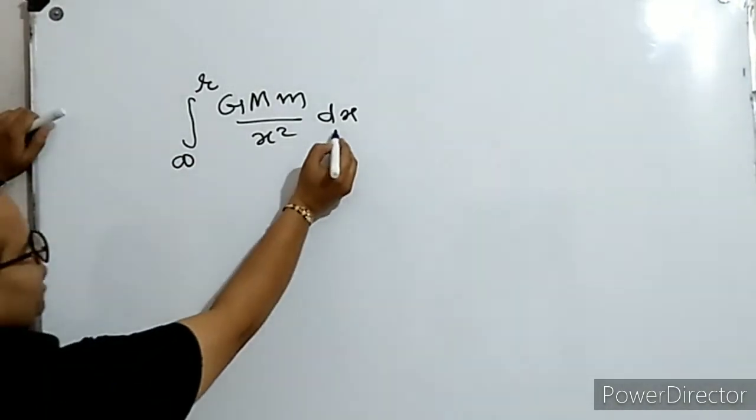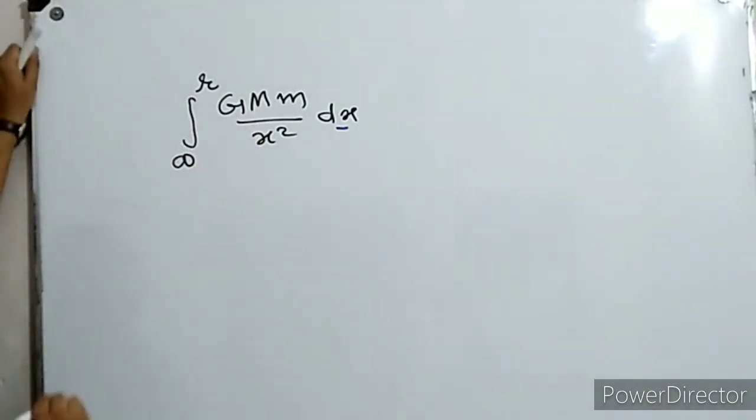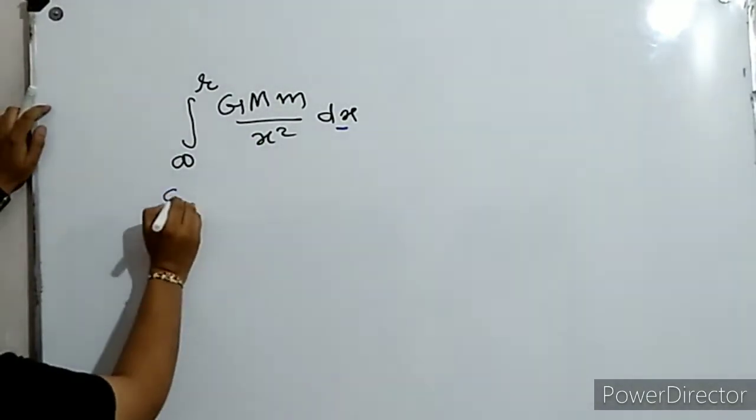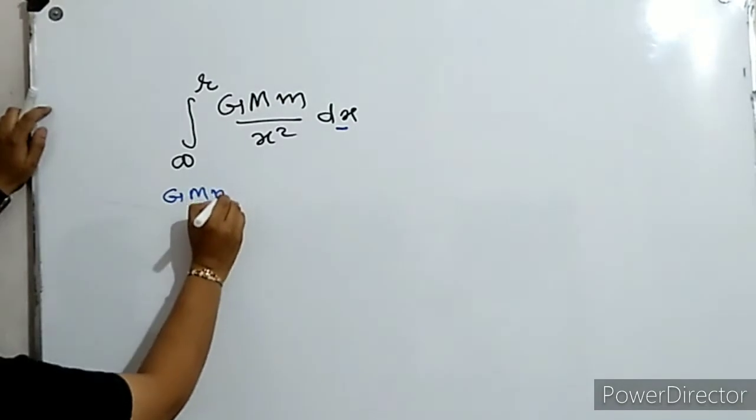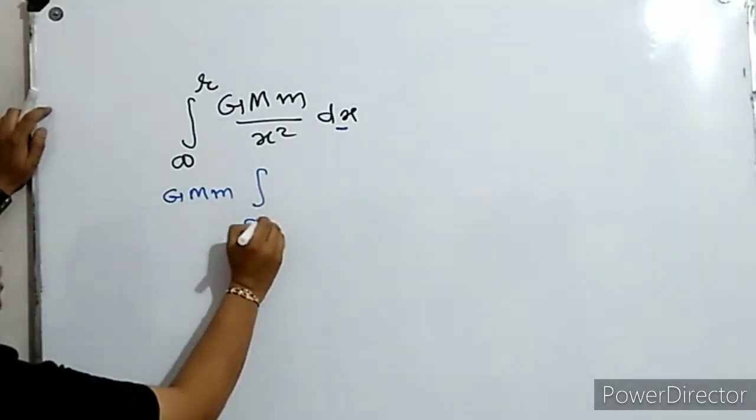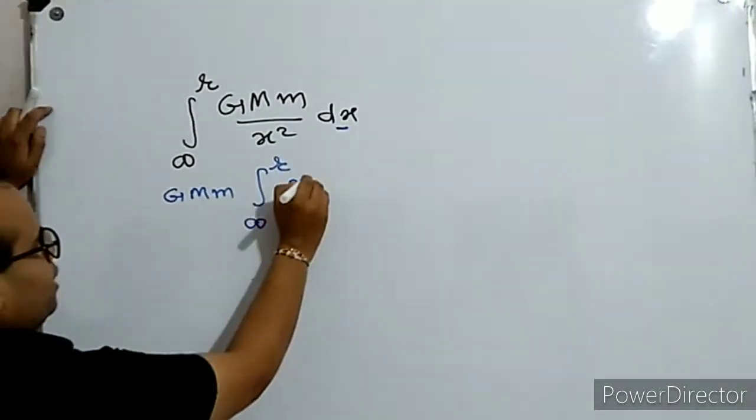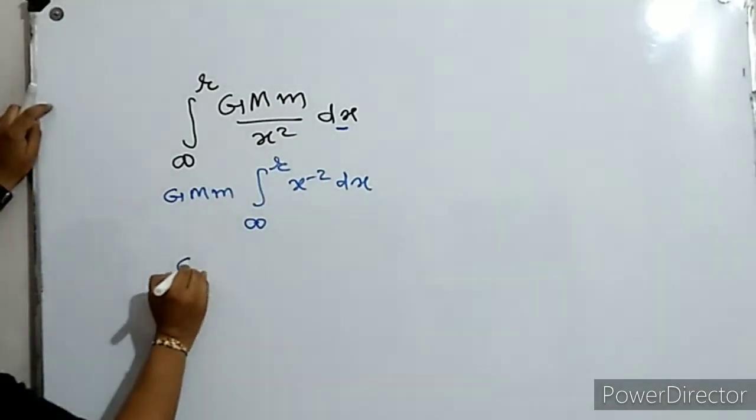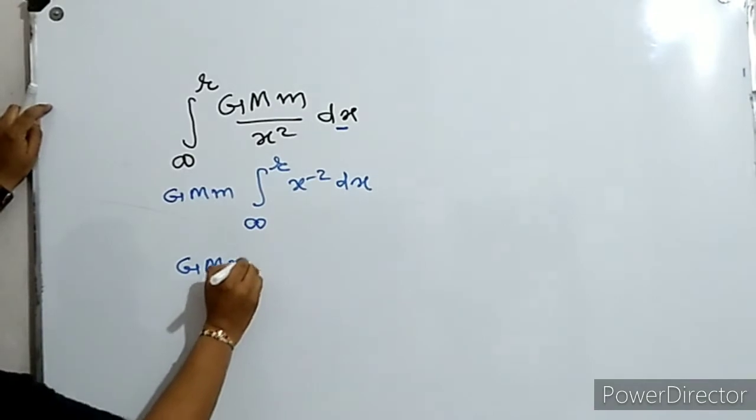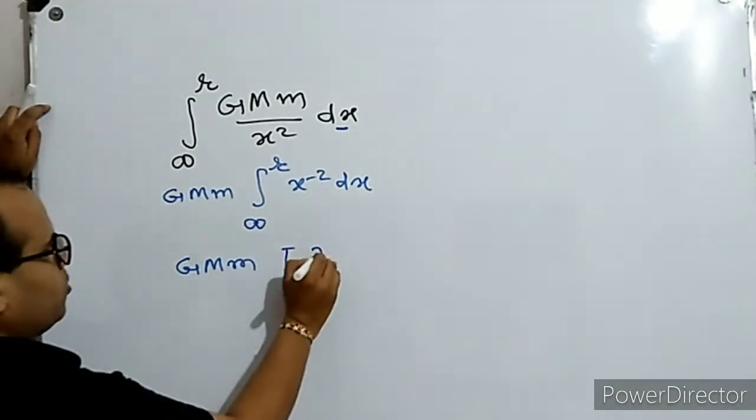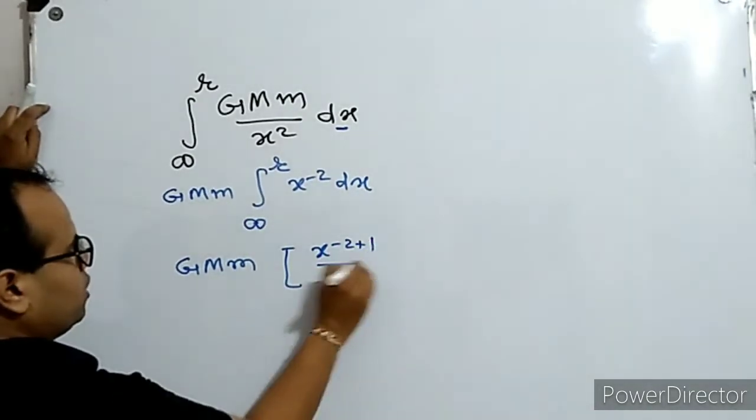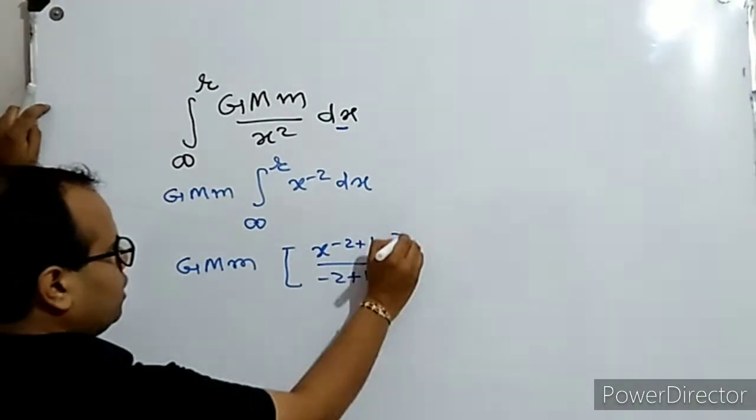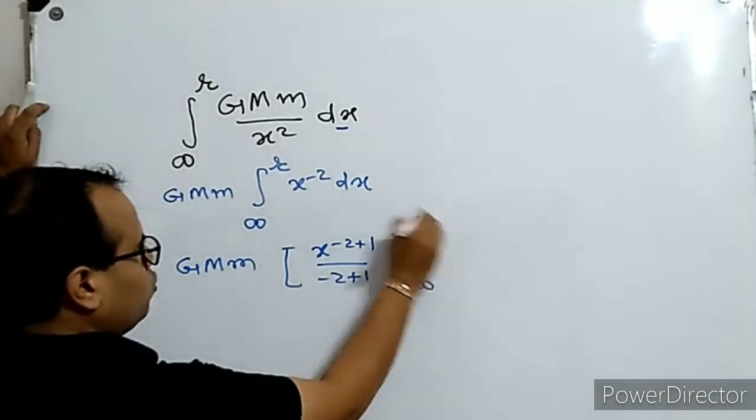For this, you know that anything except x would be treated as constant. So this will be GMm integration infinity to r, and this will be x to the power minus 2 dx. Okay, so this is GMm. Now integration of x to the power minus 2 would be x to the power minus 2 plus 1 upon minus 2 plus 1, and the limit would be infinity to r.